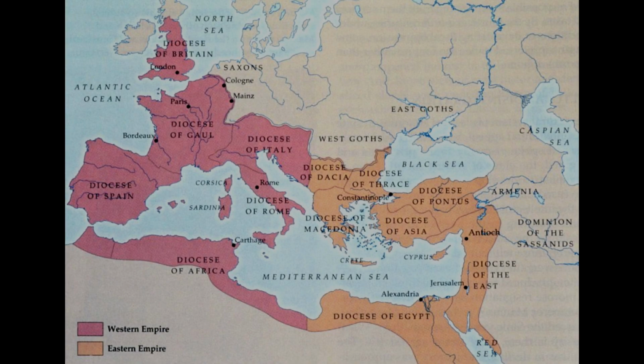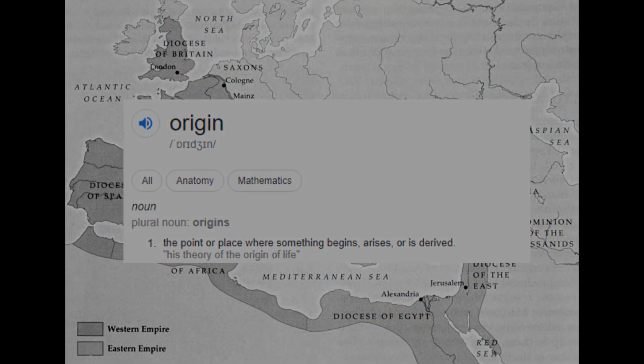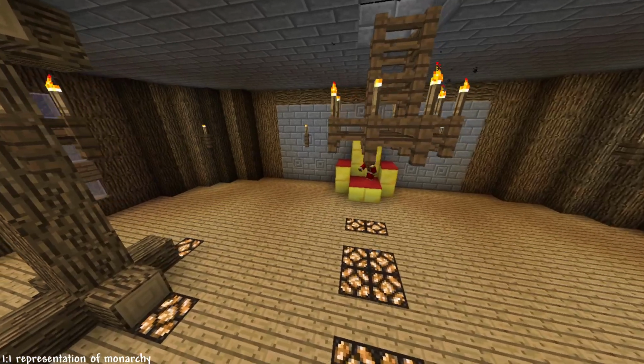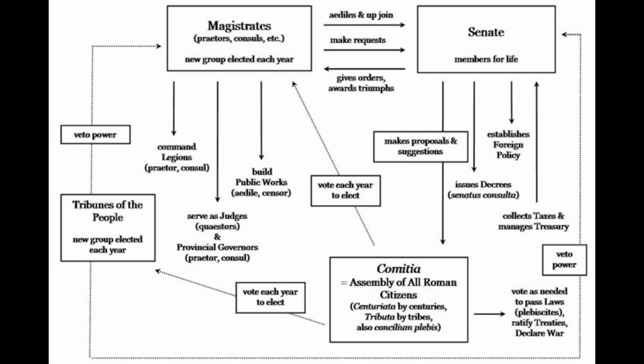To understand why the Roman Empire split apart, we need to look at its origins. The Roman constitution was supposed to be better than every other, and especially better than the monarchy. Thus, a special system similar to modern-day democracy was introduced.